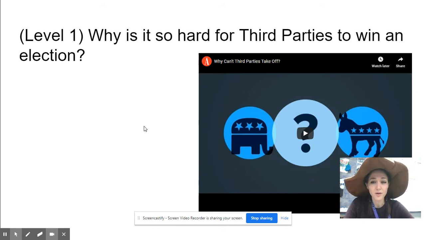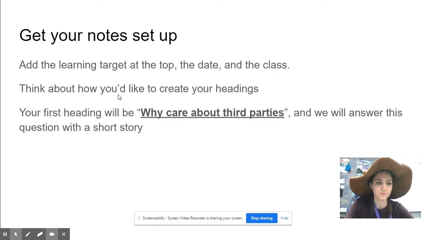So when a third party says that they win the election, that doesn't necessarily mean that they're sitting in the Oval Office. Their goal when they participate in the election is to just get their issues out there, to get people talking about their issues and their party.